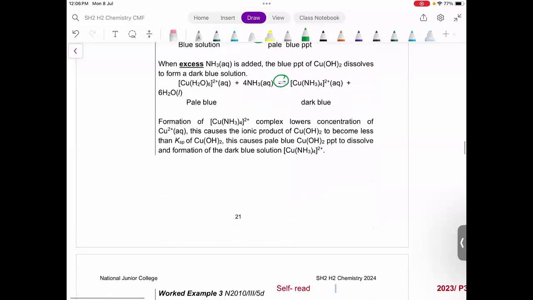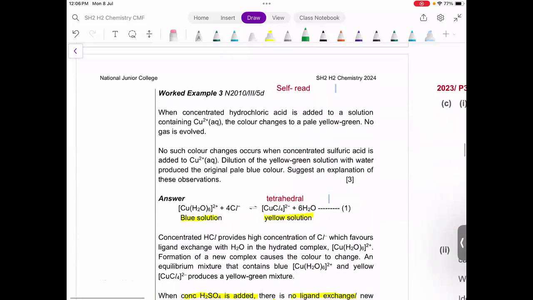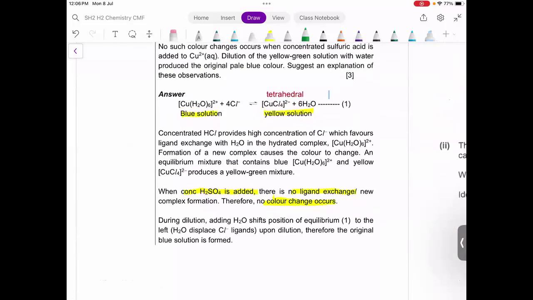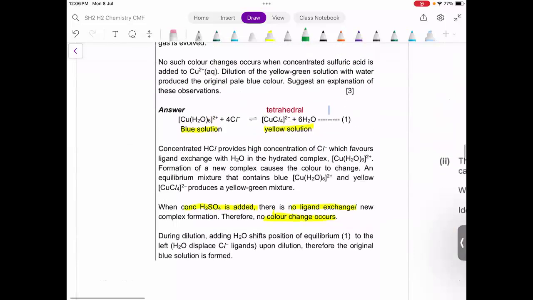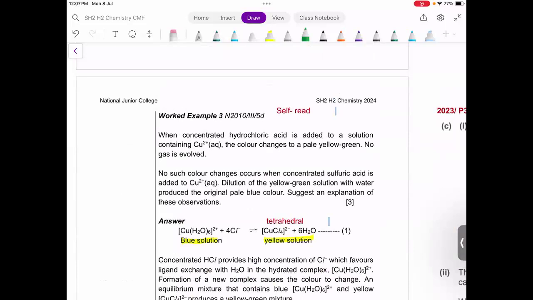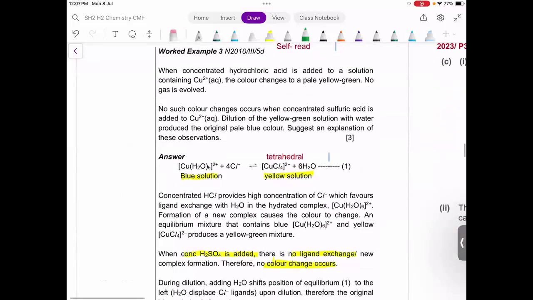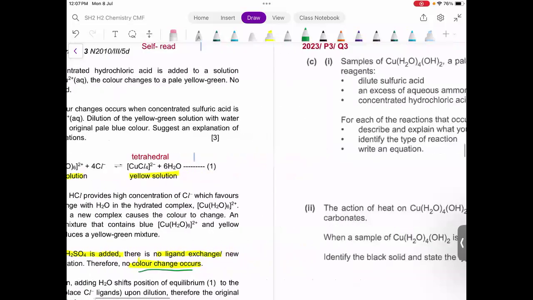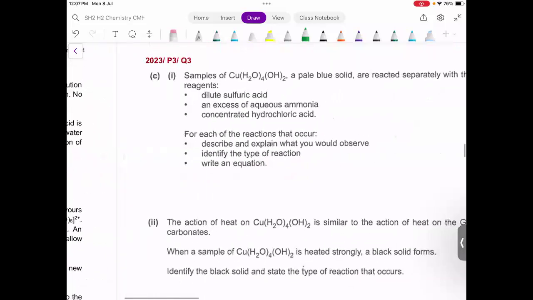This one you can read on your own. Can I pinpoint to you this particular worked example number 3? When you are adding concentrated sulfuric acid, there's no color change. Like what I said earlier, whenever there's a color change, there are two likely reasons: ligand exchange or redox reaction. When there's no color change, it means that there's no reaction, no ligand exchange.